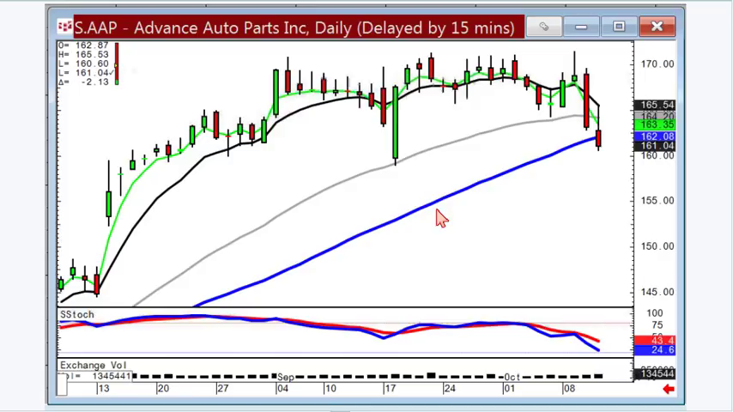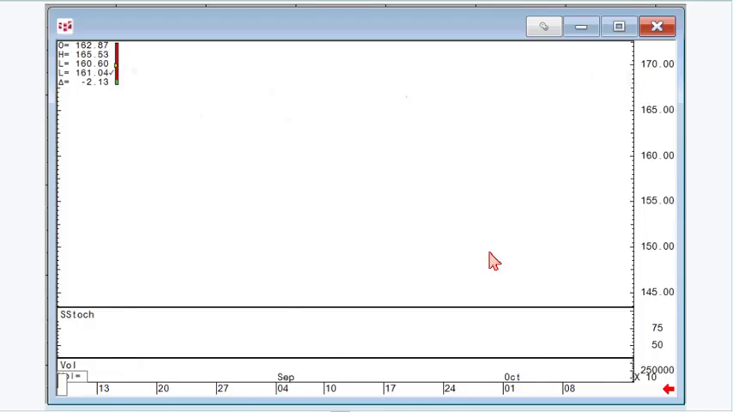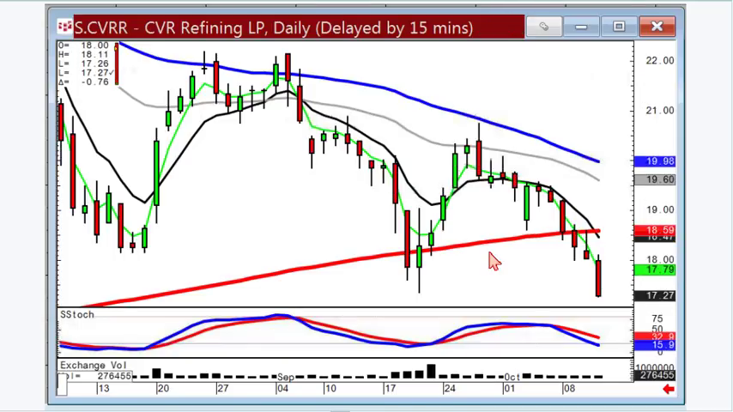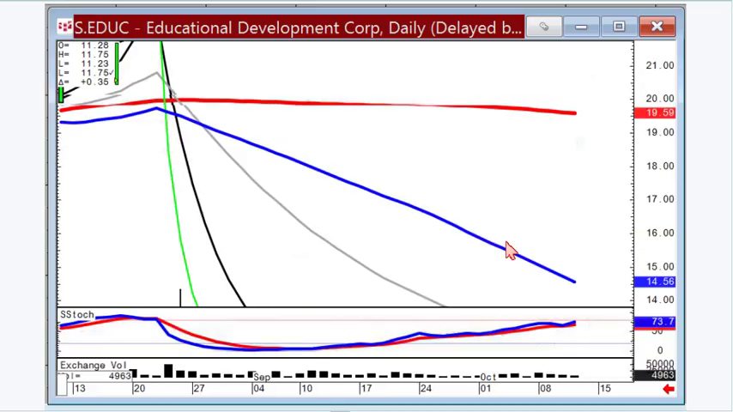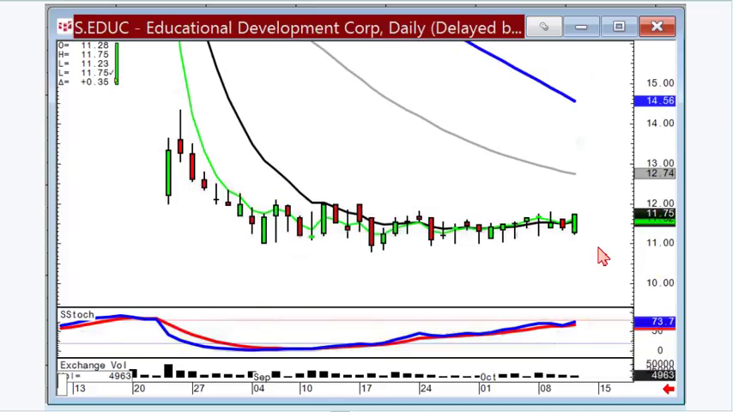Advanced Auto, stay short on this one. Notice how they came up today and tested the T-line and failed. That's usually a good indication the sellers are still in control. One more, CVRR, you stay short on this one. Nothing wildly exciting. I mean, you're in a range. You did have a little bullish engulfing, but your stochastics are starting to get worn out. The way I'd buy this is on a strong buy signal.